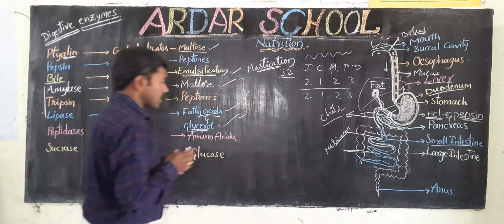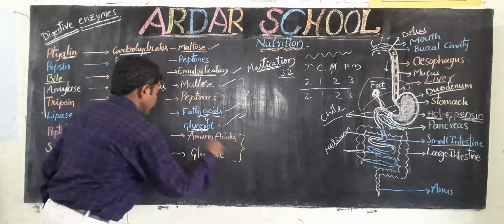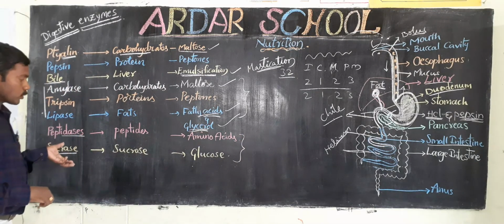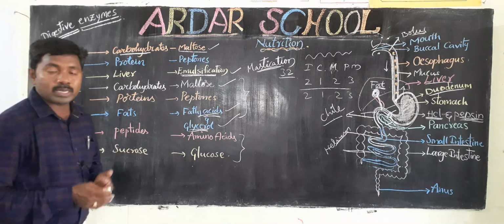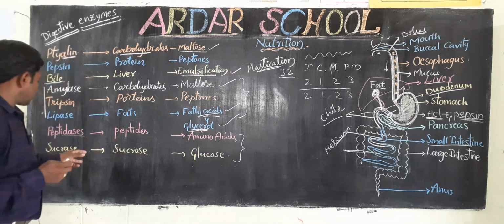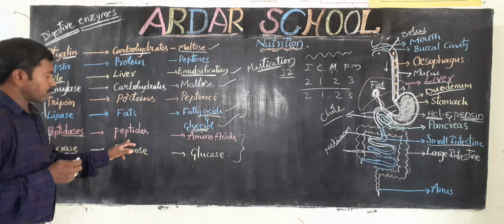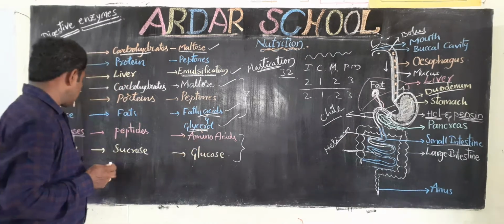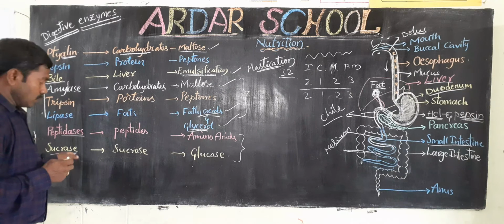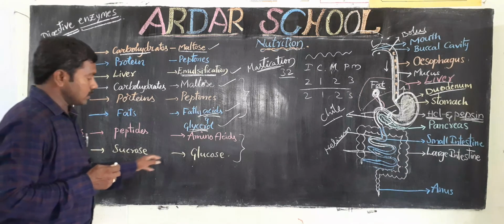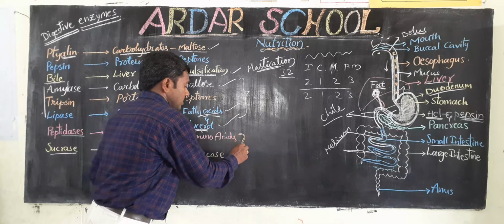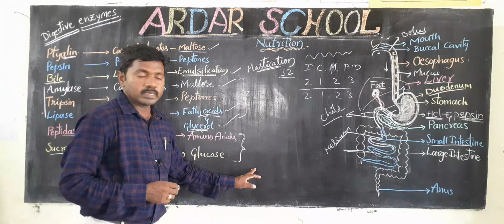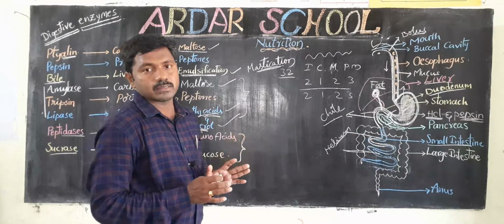Okay, children, so what are those enzymes? If you observe these two, peptidase and sucrase, those two are released by the small intestine. Peptidase acts on peptides and turns them into amino acids. In the same way, sucrase acts on sucrose and turns it into glucose. These two enzymes released by the walls of the small intestine are called the succus entericus.